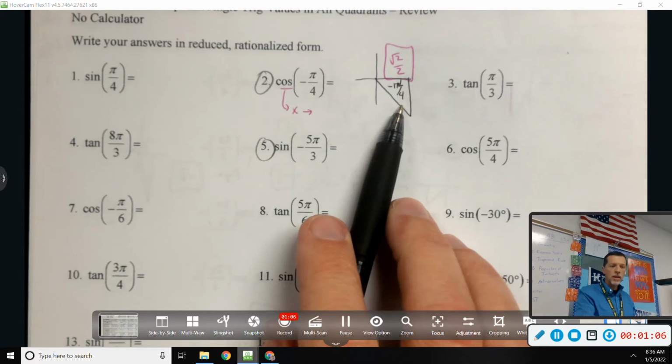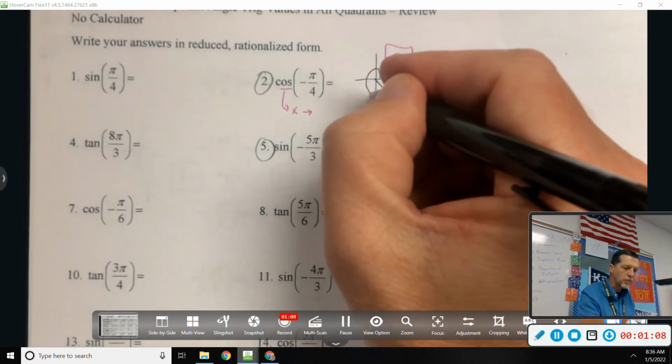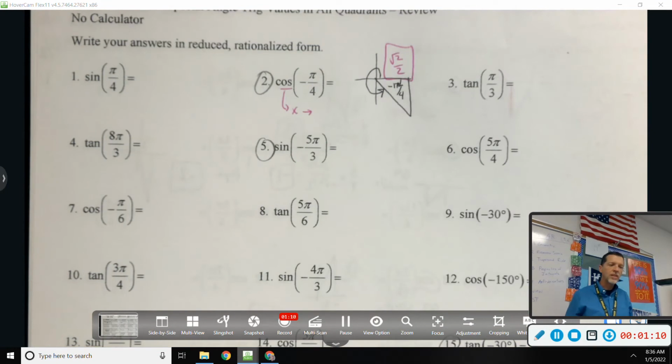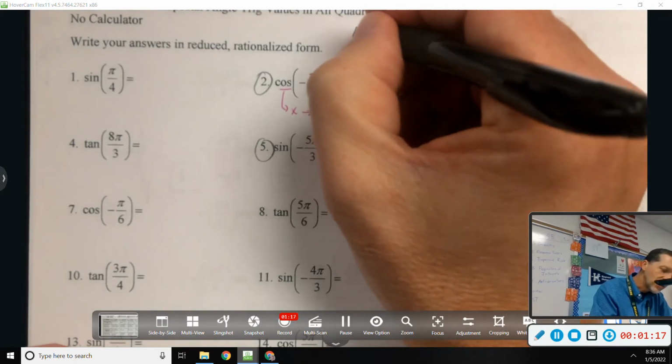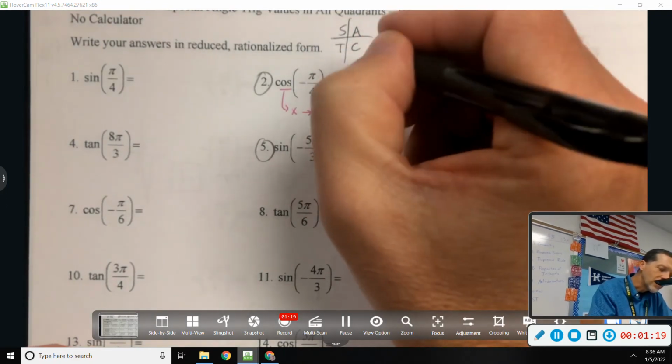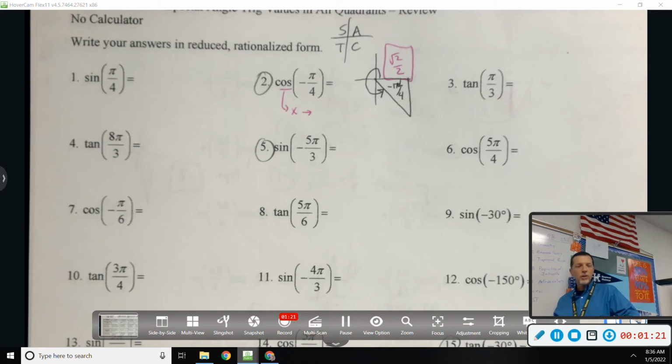Okay. So if you went this way around, this would be 7 pi over 4. Yeah. That's still root 2 over 2. So it would be a negative. Well, that's the one that we're not putting in. Oh, because it's the x. Also, because of All Students Take Calculus, in the fourth quadrant, cosine is always positive, regardless of how you get there.